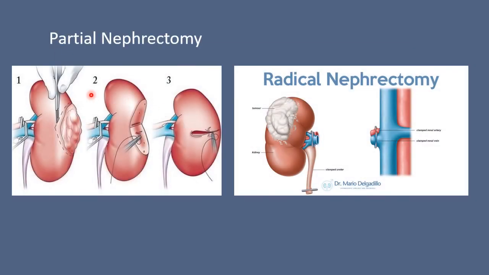Okay, here are partial nephrectomy and radical nephrectomy differences. Here, locally excised and the wound is closed with sutures. Over here, the whole kidney with the Gerota's covering fascia is removed with the ureter, and then the renal artery and vein are ligated.